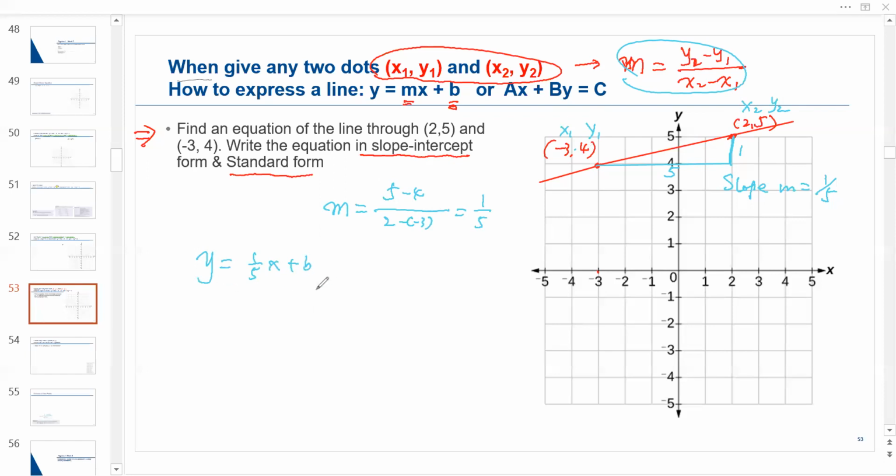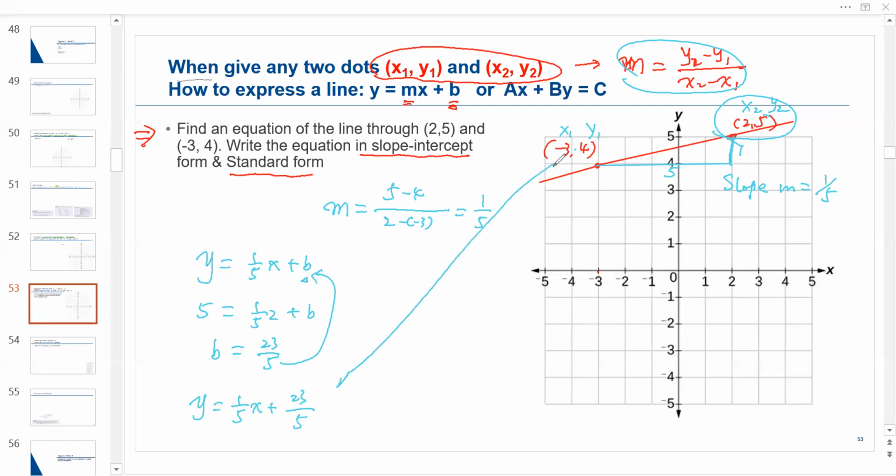So Y equals (1/5)X plus B. We don't know B, so we pick one of the dots. Let's pick this one; both should work and be exactly the same. When X equals 2, Y equals 5, so B equals 5 minus 2/5. So B equals 23/5. Put this back, so Y equals (1/5)X plus 23/5.